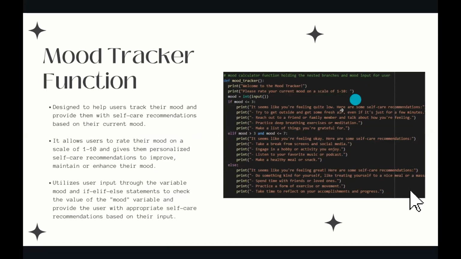As you can see on the screen, that was our code for that function. So we used user input to determine the messages, and basically if the user's input is greater than 3 and less than or equal to 7, the function prints a message recommending them self-care activities that can help to maintain their mood, and that's if they're feeling okay.